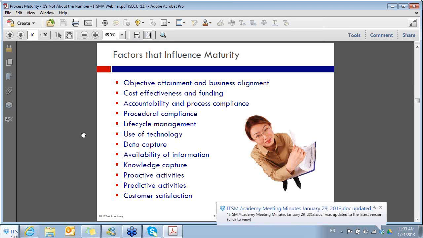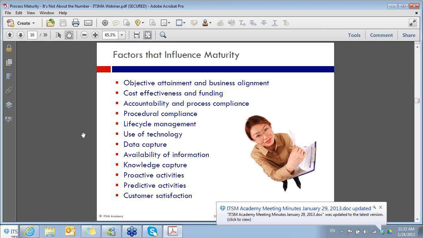Accountability and process compliance, one of the biggest things you all said you struggle with. Do you have people designated as process owners, process managers? Do you have the mechanisms in place to continually assess your processes, or even if only doing internal audits, to ensure that you have that process compliance and you're producing the artifacts that you need to for that process, whether you're trying to show compliance with a standard or not? That procedural compliance, and I'll talk a little bit more about processes and procedures shortly.